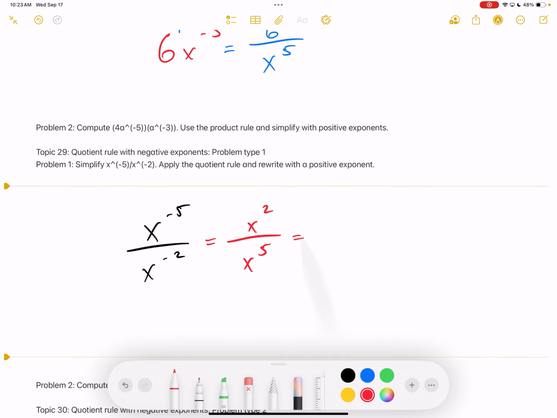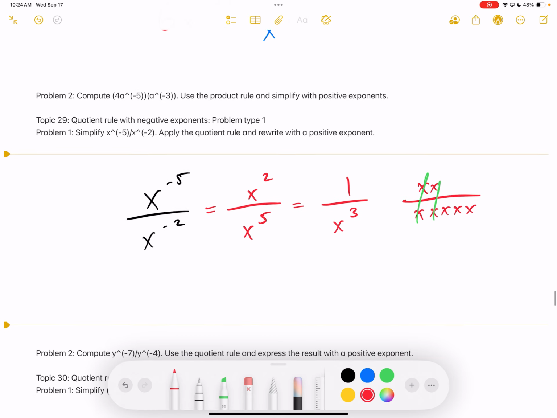Well, now I have 2 x's on top and 5 on the bottom. So I got 3 extra of them on the bottom, right? Because x and x, 1, 2, 3, 4, 5. So I have 3 extra x's on the bottom. That is why I was saying that when I subtract them, I always think about it: I got more of them on top, so I end up with them on top. I got more of them on the bottom, so I end up with them on bottom. Okay? That's the way my brain does it because I want to make them positive.